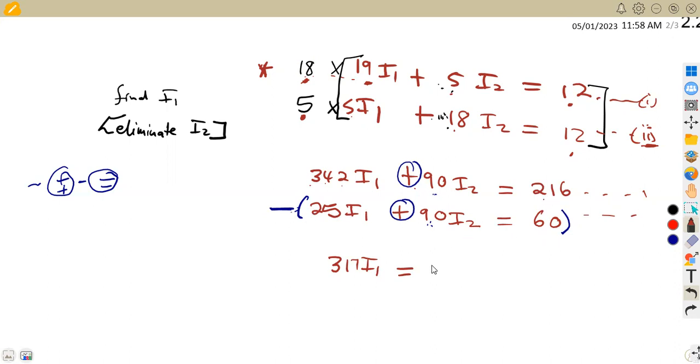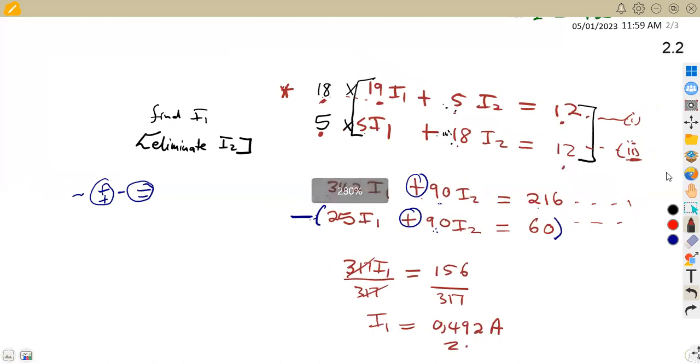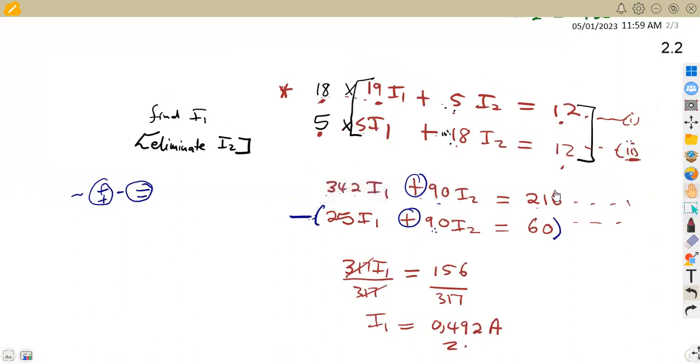So this is going to give us 156, dividing by 317 both sides so that we can determine the value of I1. That means we shall have our I1 as 0.49211, so this is going to be 0.492 amps. So this is what we have as our current I1. Yes, you can write this in milliamps if you want, but we are not told about writing this in milliamps. We're just calculating our currents.